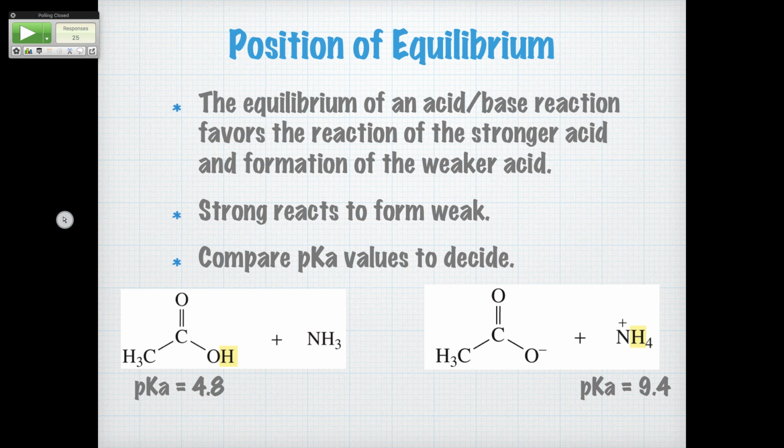Okay, so what does pKa mean? Right, negative log of the Ka, okay? And do you remember we said the lower the number, the stronger the acid. So which one is the stronger acid? Acetic acid is the stronger. Do you see how we got that? 4.8 is less than 9.4. Okay? So that means that the equilibrium lies to the right or to the left? Strong reacts to form weak. It's going to lie to the right. Yes. So your arrow will be bigger on the top to show that it's going to the right.